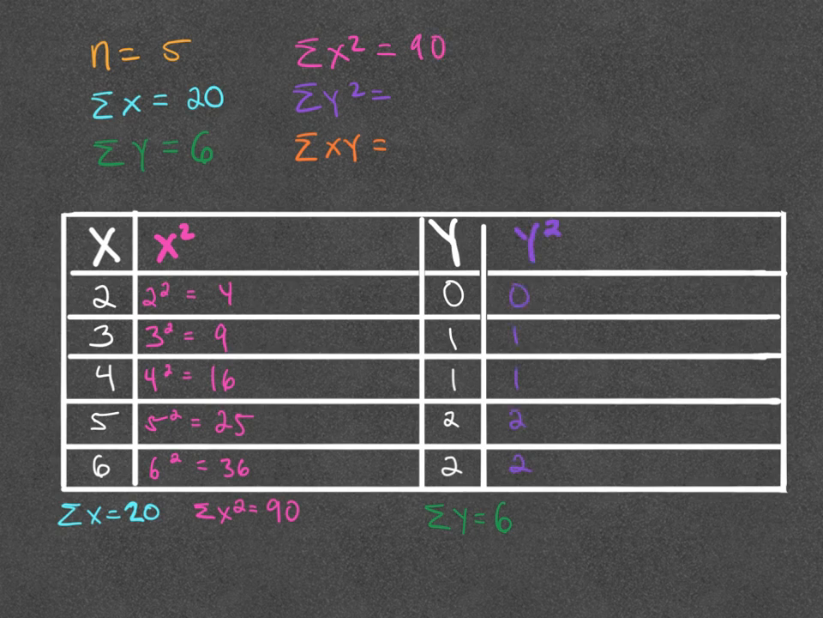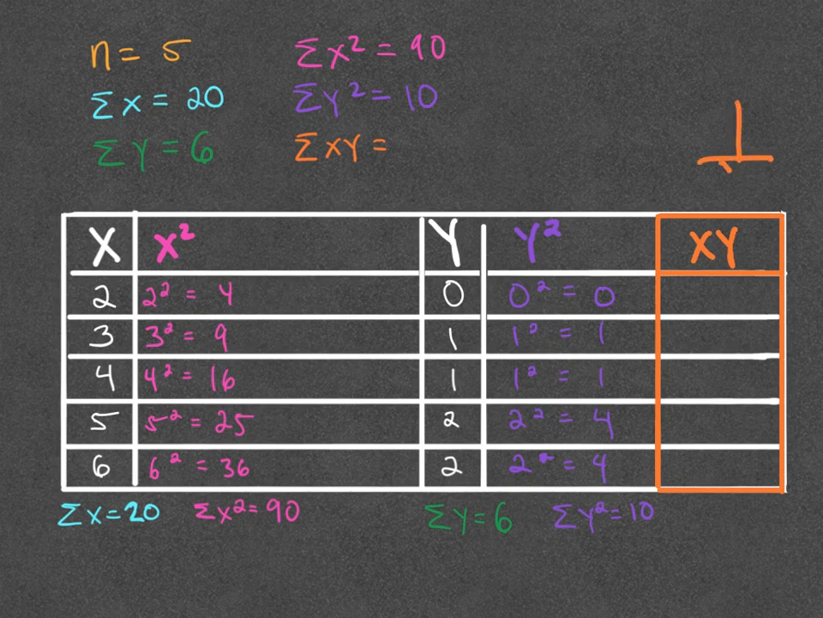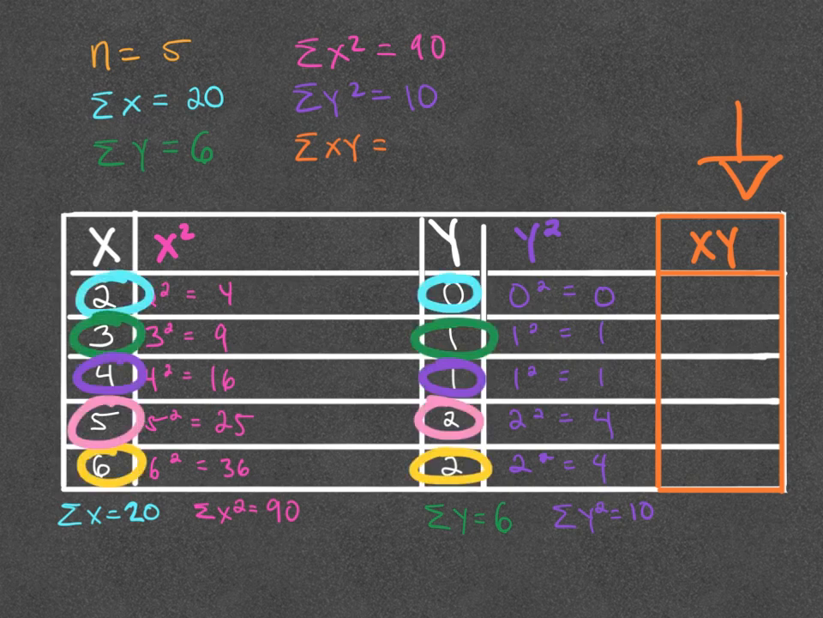I'll repeat this to get the sum of y which has been squared. I'll square each of my y scores, then I'll sum them, and I get a sum of y's which have been squared of 10. The last piece I need to find is the sum of x's times y's. This means I have to multiply each x by its y and then sum. I like to create another column on the end that helps me keep these organized as well. Next, I'll multiply each x by its y.